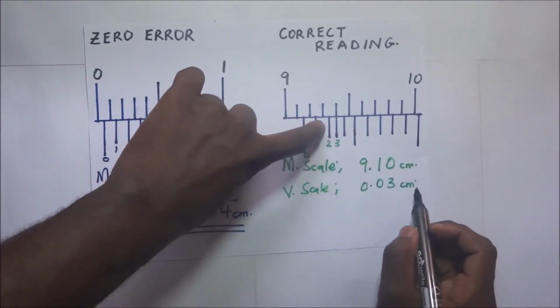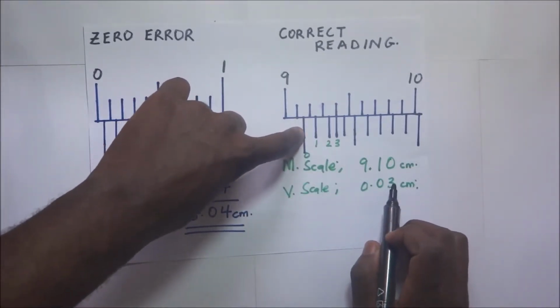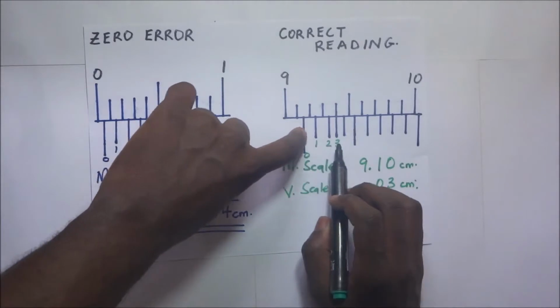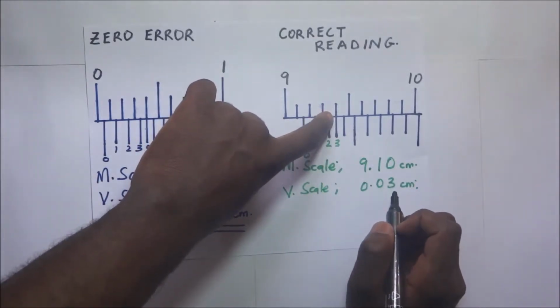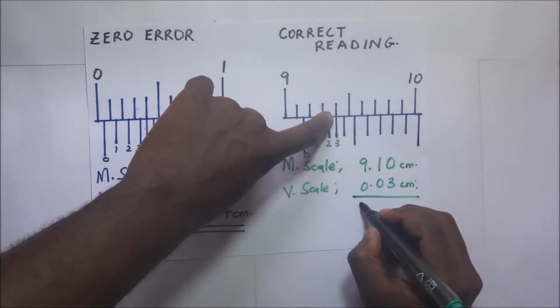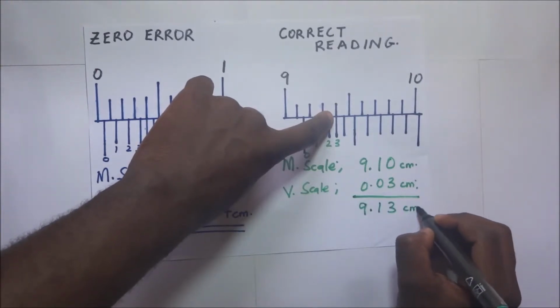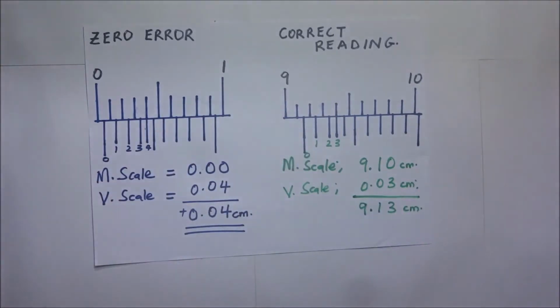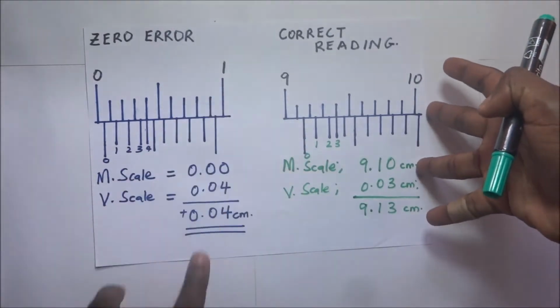Now it is 0.03 centimeters, because the vernier scale gives us the second place of decimal. You count 0, 1, 2, 3 and multiply it by the least count, which in this case is 0.01. When you add the 2, you get 9.13 centimeters. But now this 9.13 centimeters that we have gotten here as the reading has this error in it.